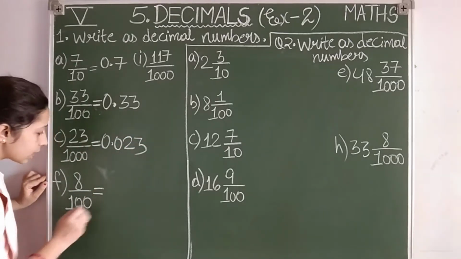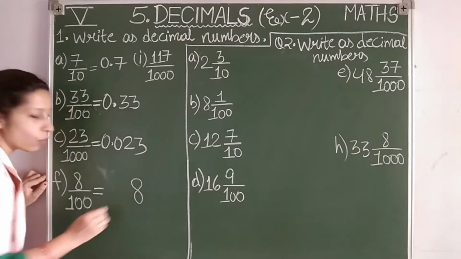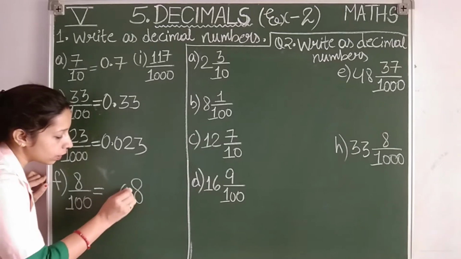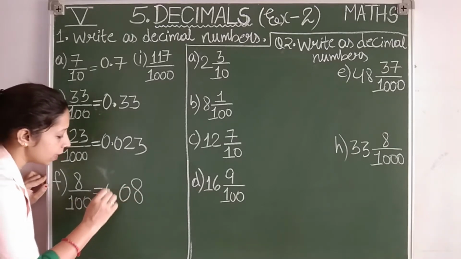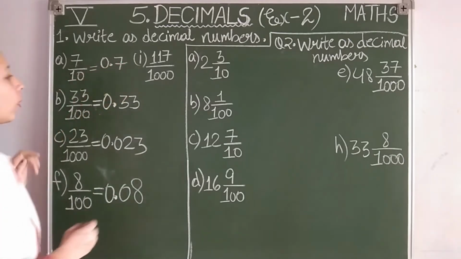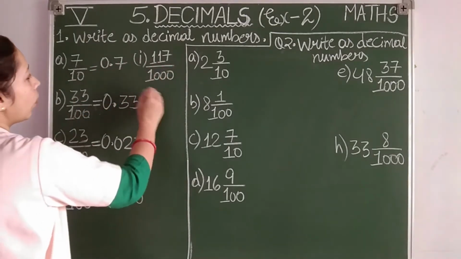Then 8 upon 100. So 2 zeros are there. That's why you have to put point before 2 digits, na? But only 1 digit is there. So in front of the given digit you are going to write a 0. So 0.008.